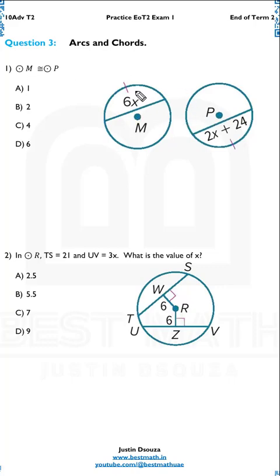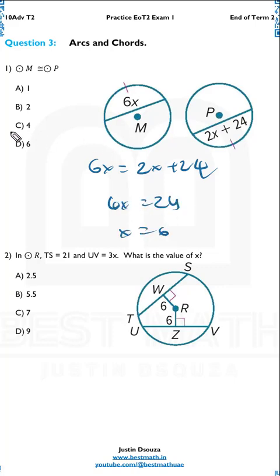M and P are congruent circles. So then these two chords, they have told the chord, this chord will have an arc equal here also. The same thing is equal. So imagine if this is 50 degrees, here also we have 50 degrees, then these two chords are the same, they're equal. So I can just do 6x is equal to 2x plus 24. You can put this in the calculator and get the answer. It's going to be minus, so it'll be 4x is equal to 24. x is equal to 6. So it's option D here.